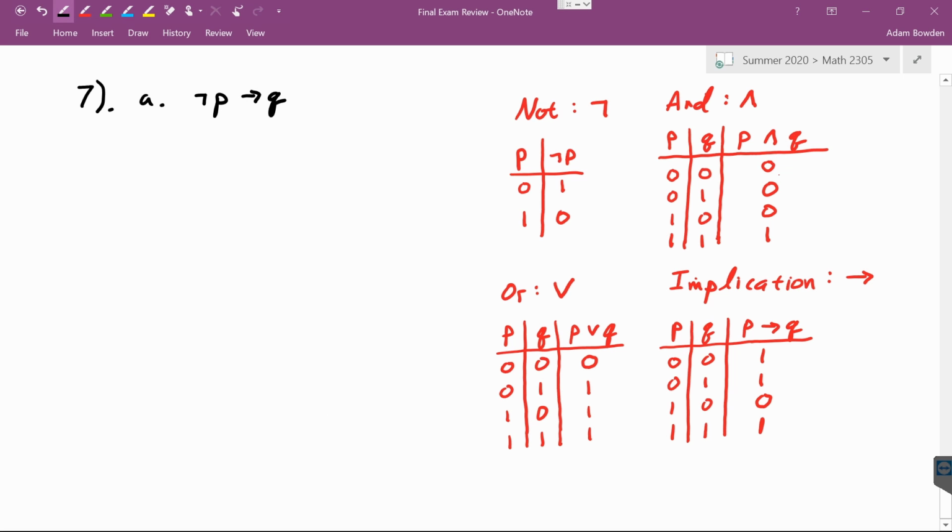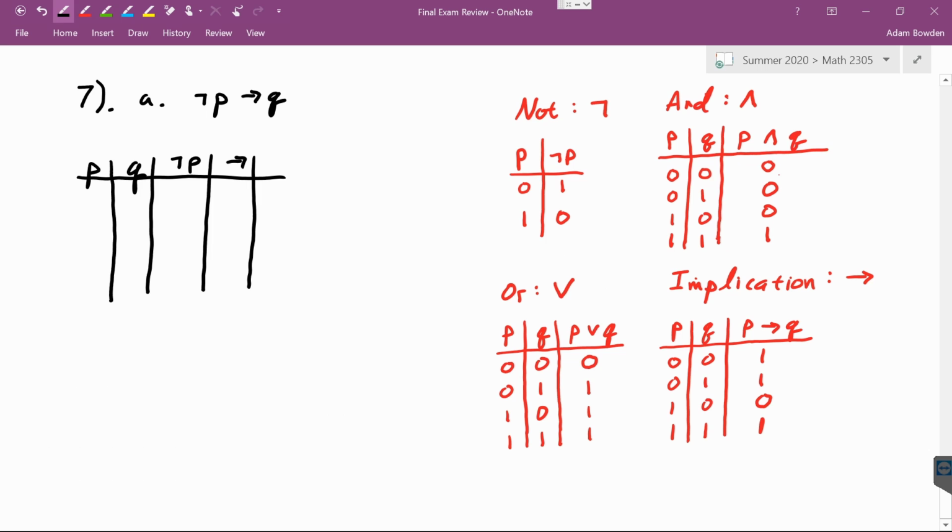Now we're going to talk about truth tables, and recall here are the truth tables for the not, and, or, and implication operations. And so let's start off by doing the truth table for not P implies Q. So what we do first is lay out the values for P and Q, and then start going through the values for not P, and we figure out the value for implication with Q.